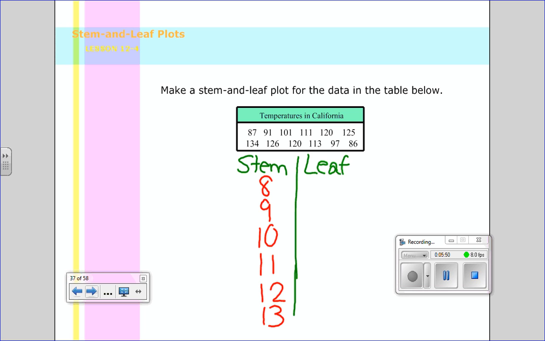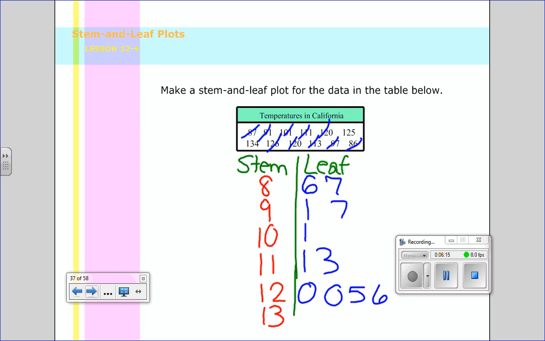Let's see. And I see an 86 and an 87. And then in the 90s, there's 91, 97. In the hundreds, there's 101. And then let's see, in the 110s, I see 111, 113. In the 120s, I see 120, 120, 125, and 126. And finally, I see 134. All right, so that's what you should have for that.